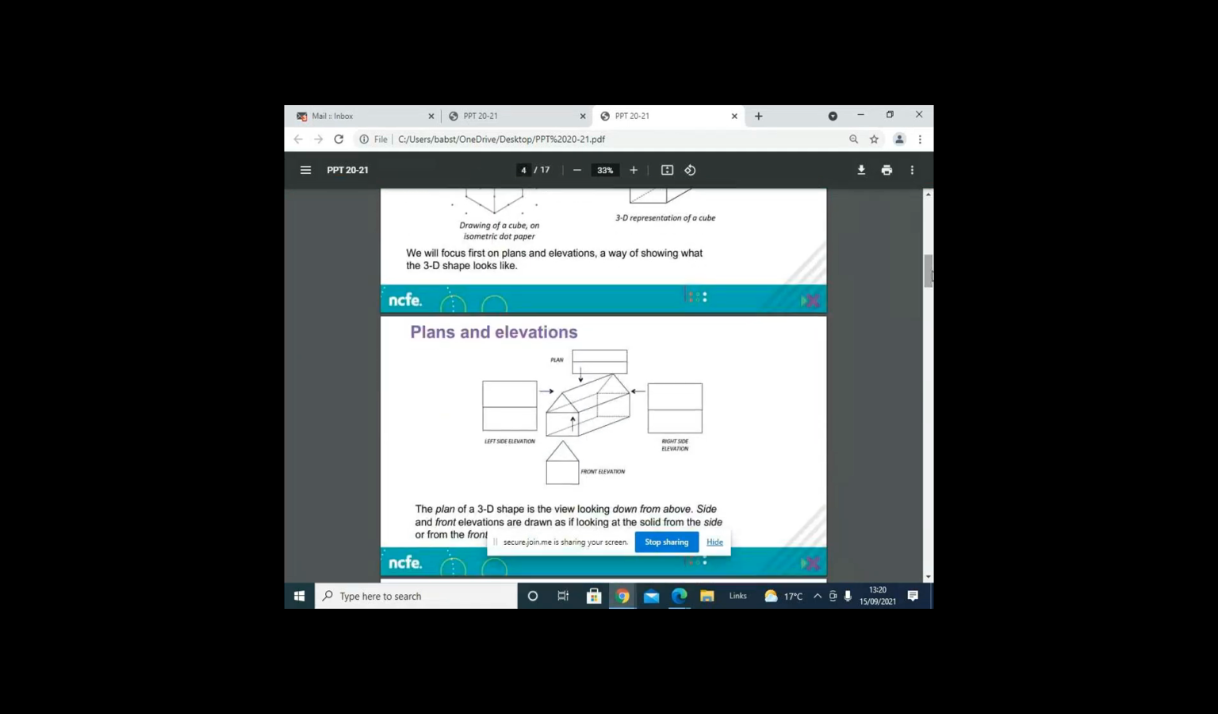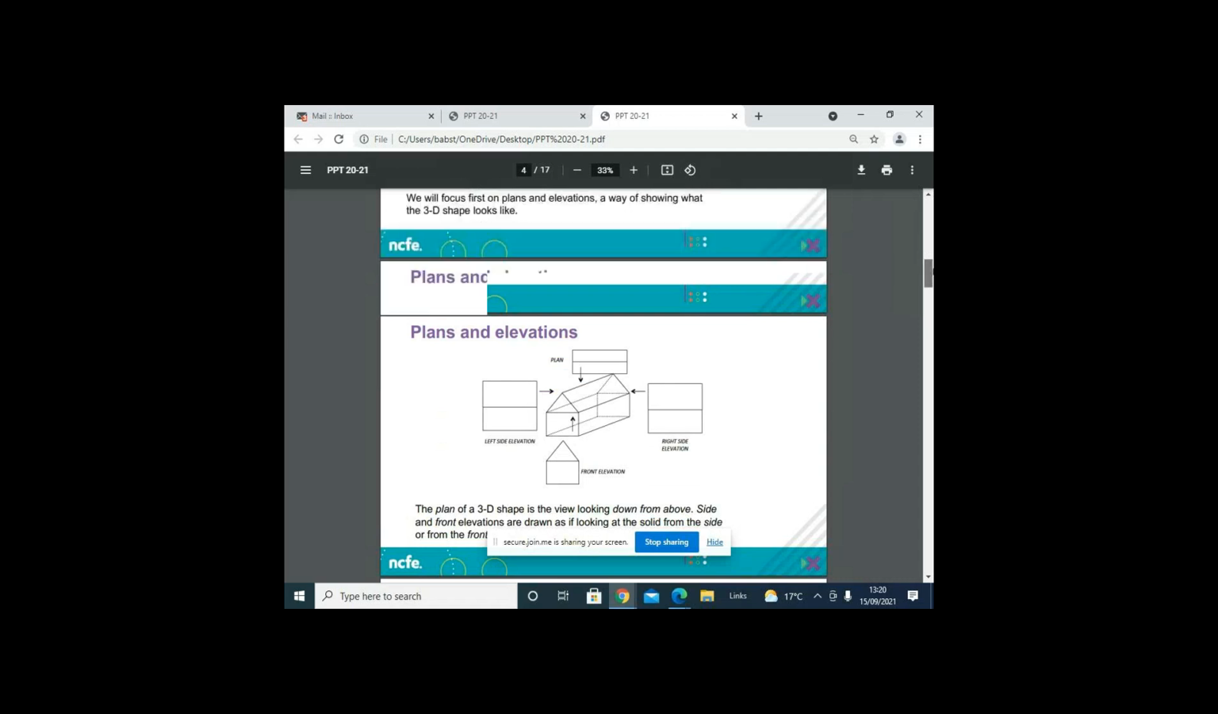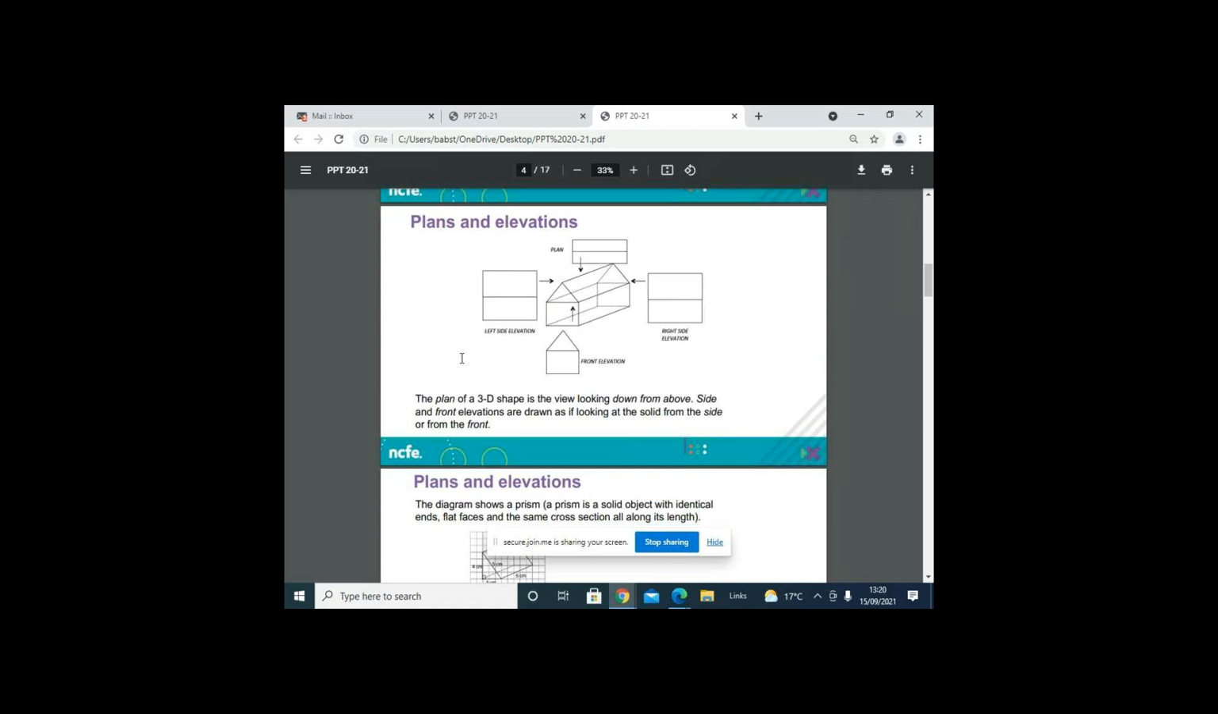Let's just continue. So that's the 2D. We do the 2D representations of it. Another one is this. These are plans and elevation. The plane is what the shape is actually sitting on. While the left side elevation is how the shape looks on the left, and the right side elevation is how the shape looks on the right.